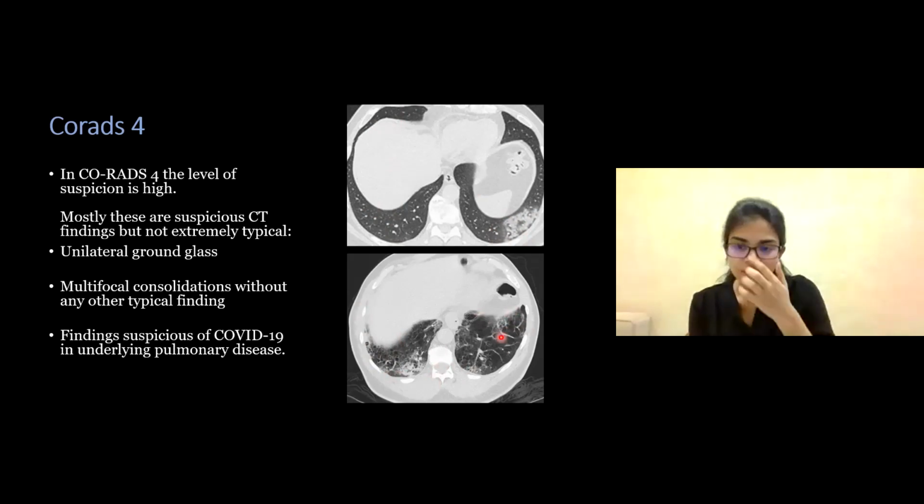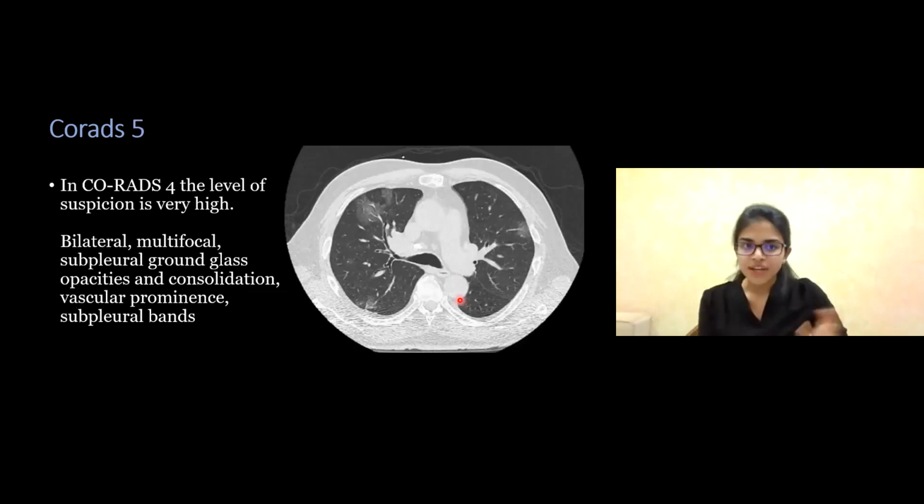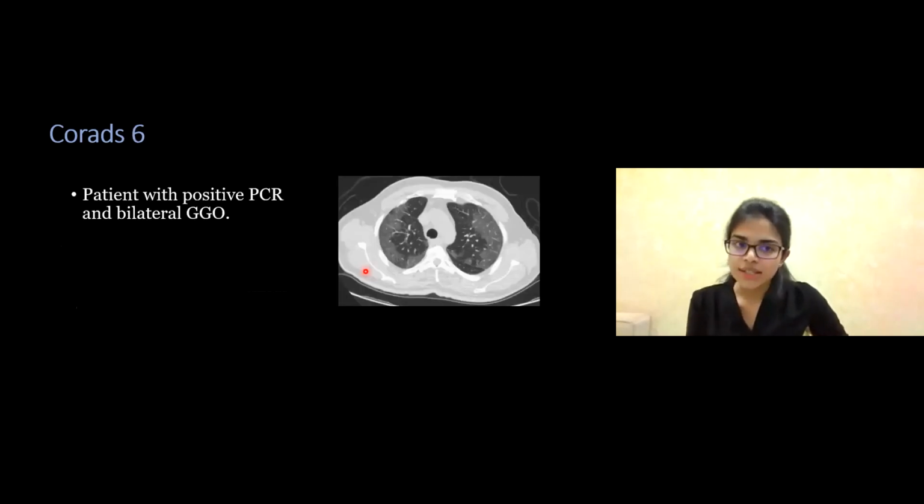Like for example, in this image, you can see bilateral emphysematous lung fields with subpleural patchy opacity. So this also comes under CORADS 4, right? CORADS 5 is again coming back to our favorite image: bilateral, multifocal, subpleural ground glass opacities and consolidation with some amount of vascular prominence and subpleural bands, right? So CORADS 6 is, as we all know, RT-PCR positive with GGOs. It comes under CORADS 6.